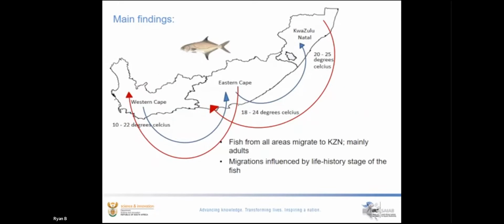From the study, we were able to discover that fish from all areas, that is Eastern Cape and Western Cape, migrate to KwaZulu-Natal in winter and return to Eastern Cape in summer. And that migrations are influenced by the life history stage of a fish. That is, mainly adults and some subadults migrated, which suggested that migration could be driven by spawning, since at that size, a fish is presumed to be sexually mature.